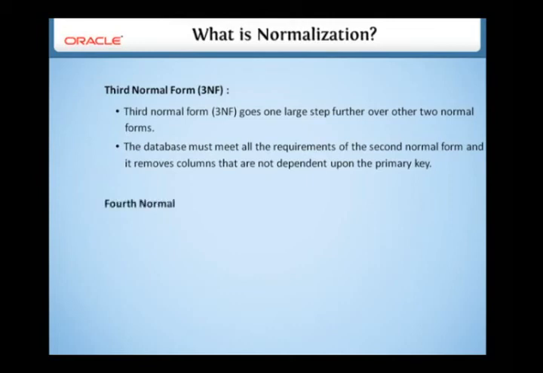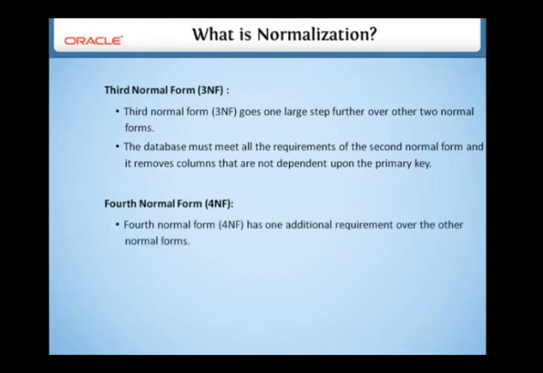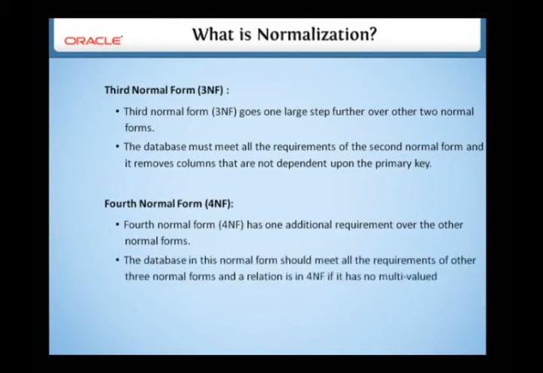The fourth normal form, 4NF. The fourth normal form, 4NF, has one additional requirement over the other normal forms. The database in this normal form should meet all the requirements of the other three normal forms, and a relationship is in 4NF if it has no multi-valued dependencies.